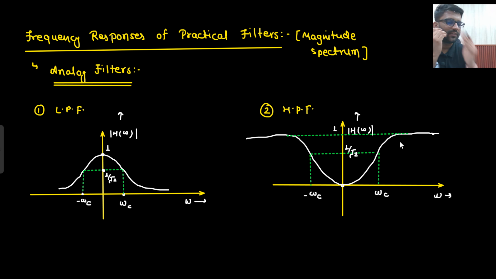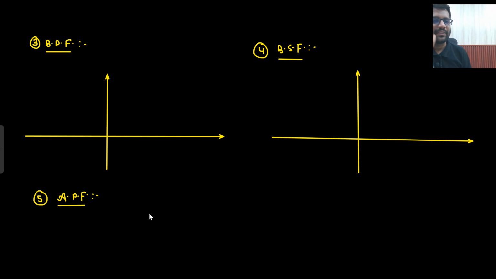That means after this it will pass in a good manner, but before this it will give very little gain. In the low pass filter, before this it will pass in a good manner, but after that it will give less gain. It should pass low frequency in a good manner and high frequency in a bad manner. And here it should pass high frequency in a good manner but low frequency in a bad manner. So this is the kind of high pass filter response you will get ideally.